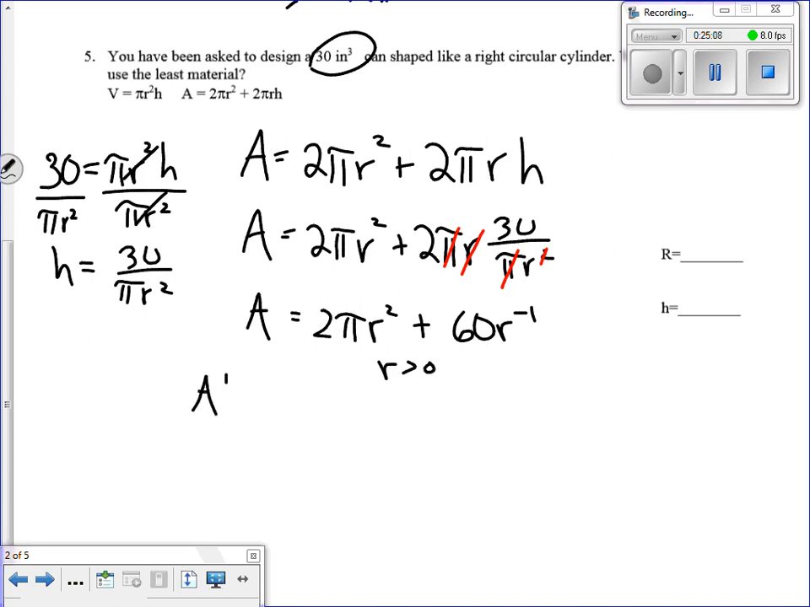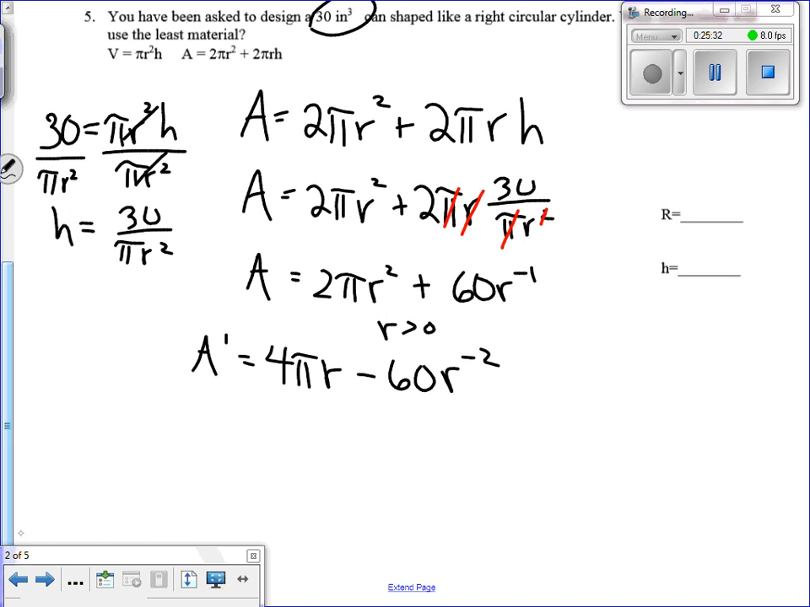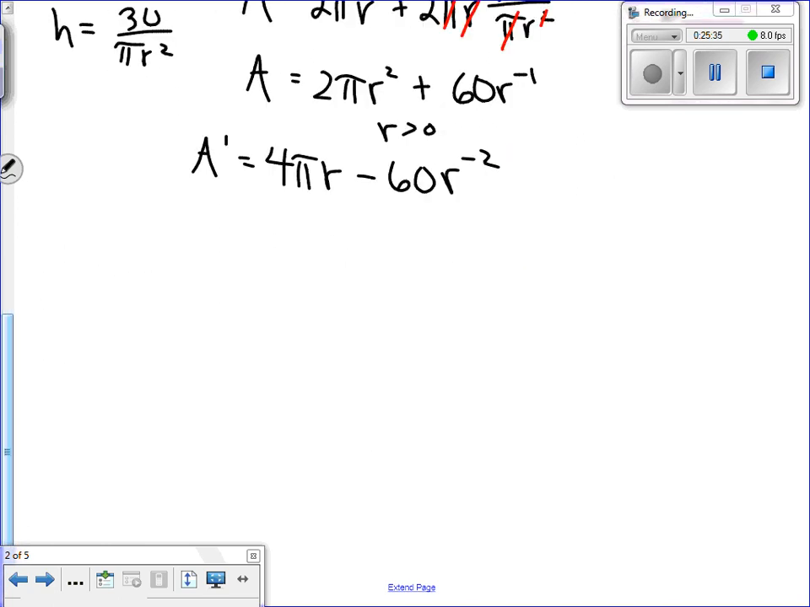Let's get the derivative. So the derivative would be 4 pi r minus 60 r to the negative 2. See, it's nice that I rewrote it as 60 r to the negative 1. If I left it as 60 over r, I'd use the quotient rule, and I'd get myself all confused in the minutia. Don't want to do that. Okay, so we got the derivative. Now we got to set it equal to 0. Well, if I have to solve something equal to 0, I'm not going to write it with negative exponents. I'm going to rewrite it without them.